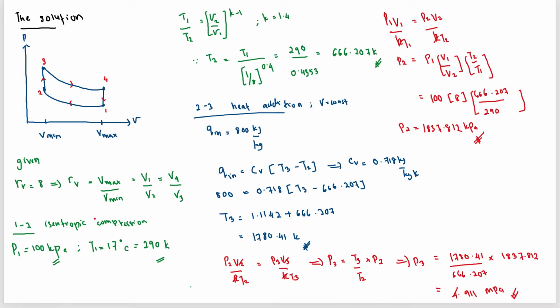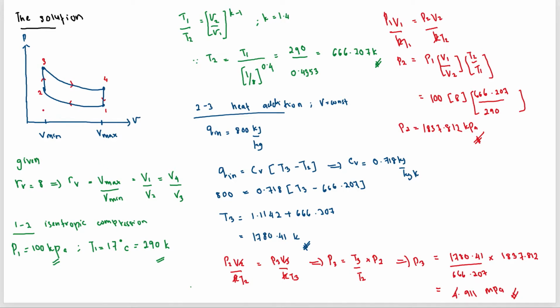So the question asks us to find the maximum temperature and maximum pressure. So we do it process by process. At process 1 to 2, this is isentropic compression. Given here, P1 is equal to 100 kPa. Temperature is 17 degrees Celsius. So I convert degrees Celsius to Kelvin.